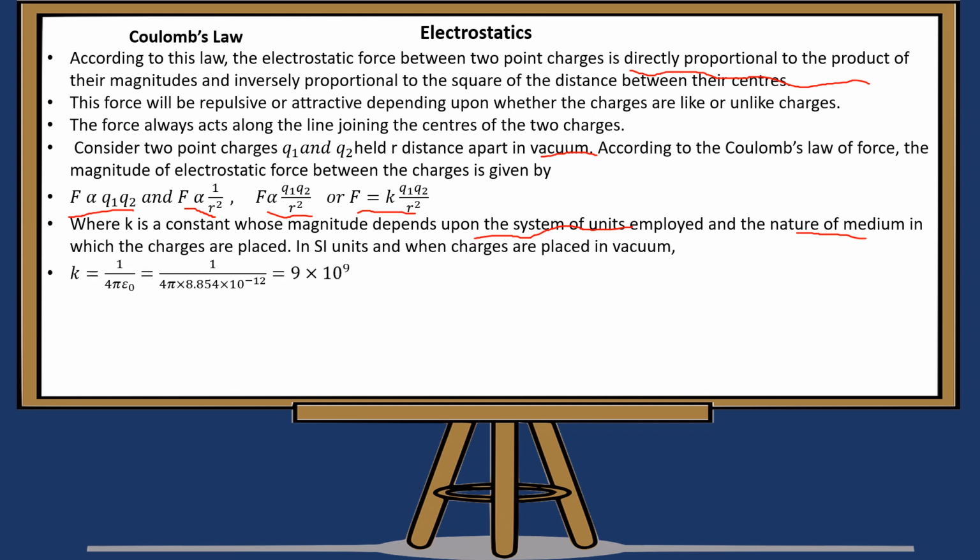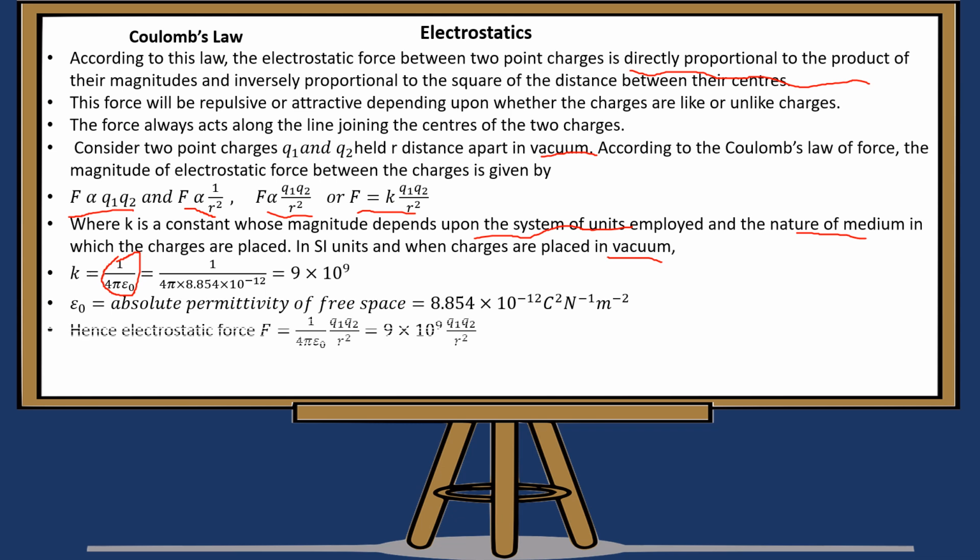So in SI units, when the charges are placed in vacuum, K is equal to 1 by 4 pi epsilon 0. What is the value of K? 1 by 4 pi epsilon 0. Putting the value of epsilon 0, the absolute permittivity, we get the value of K is equal to 9 into 10 raised to 9, where epsilon 0 is the absolute permittivity of free space, which is equal to 8.854 into 10 raised to minus 12 C square N raised to minus 1 m raised to minus 2.